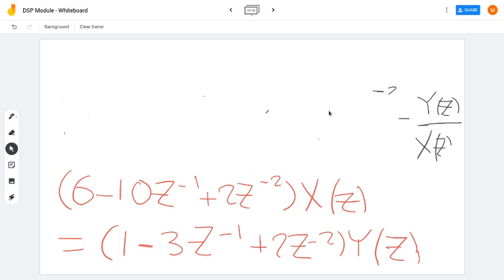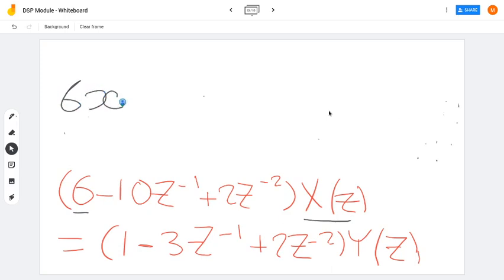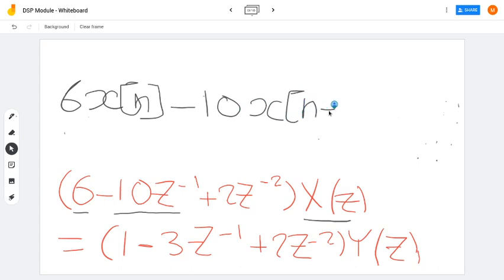So now when you multiply 6 times X(z) and do the inverse, you will get 6x[n]. And then we have minus 10 z^-1 X(z). Now we have a time shift property. This will give us x[n-1]. Plus 2z^-2 times X(z) will give us 2x[n-2].